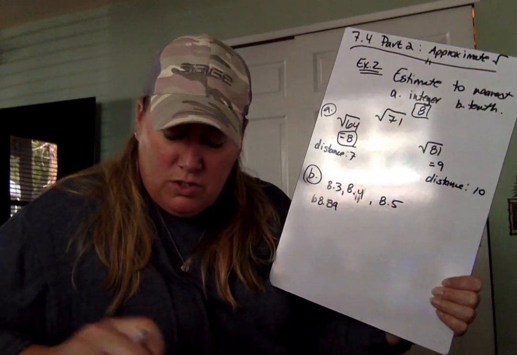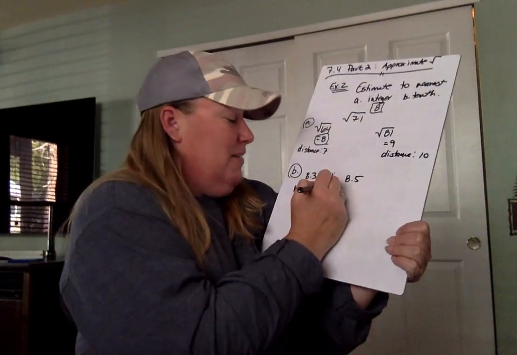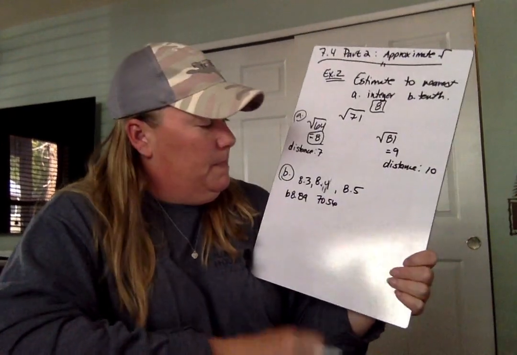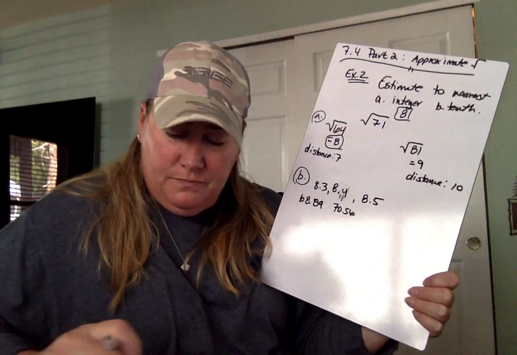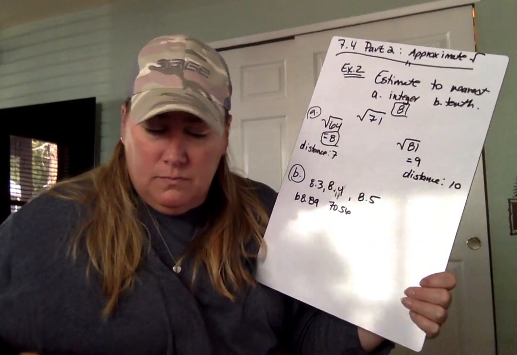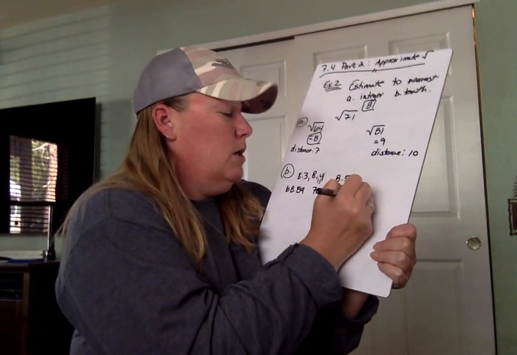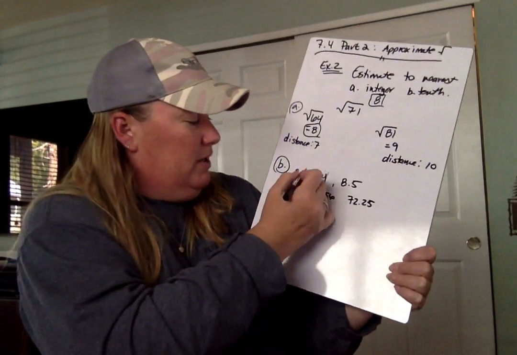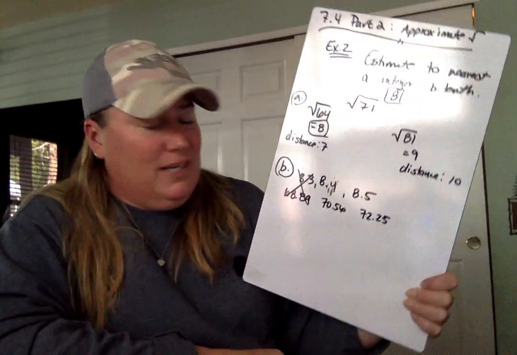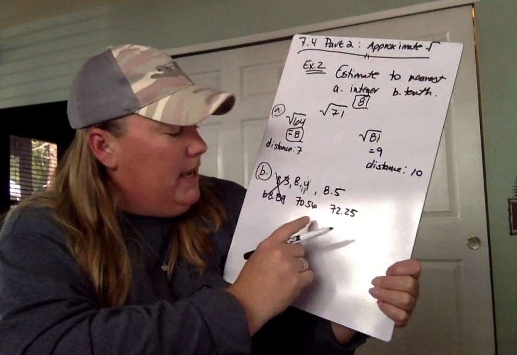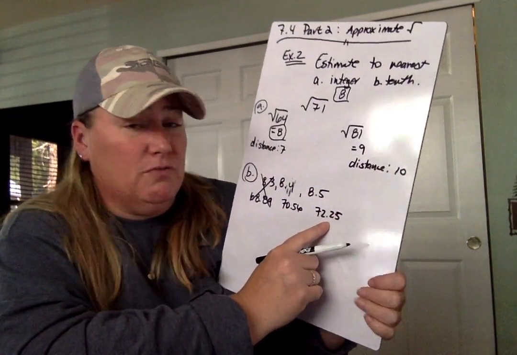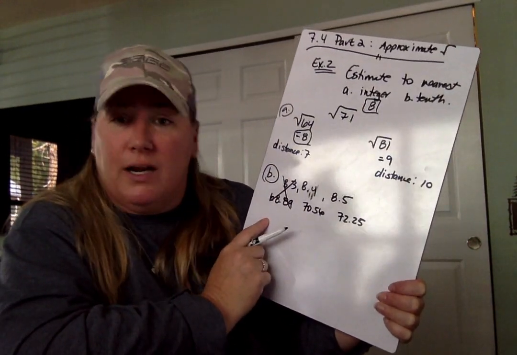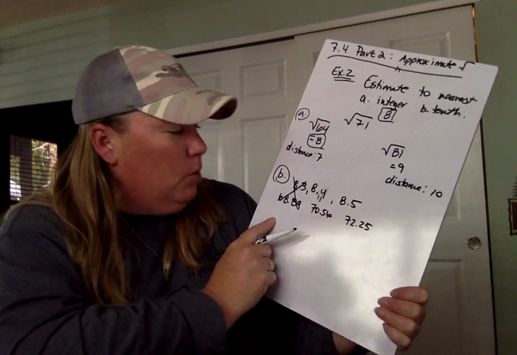So 8.4 squared, 70.56. That's not bad either. Now let's do 8.5. 72.25. Well, we can definitely tell that 8.3 is not a good estimate because it's a little bit too far away. And 70.56 and 72.25 are actually closer to 71 than 68.89. That's how I got rid of 8.3.